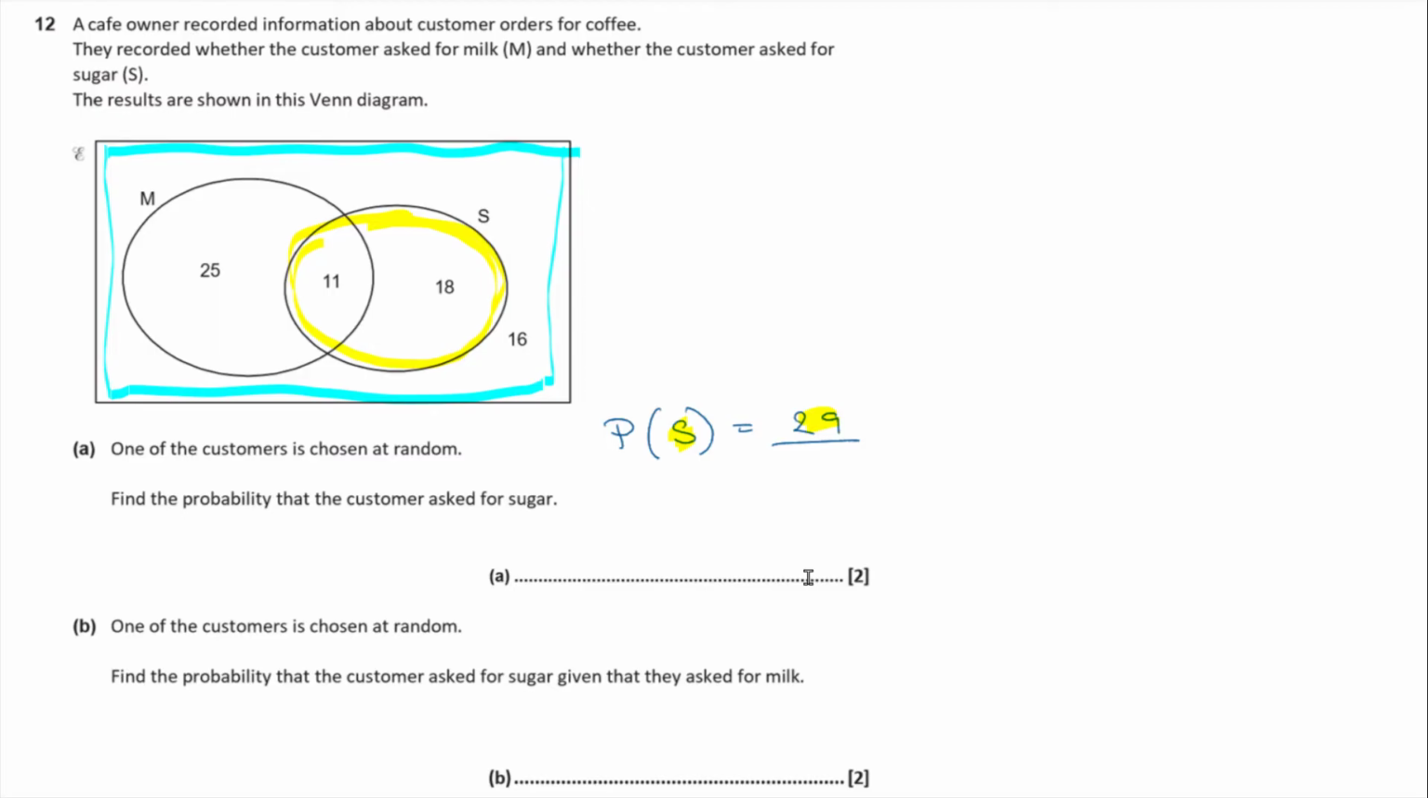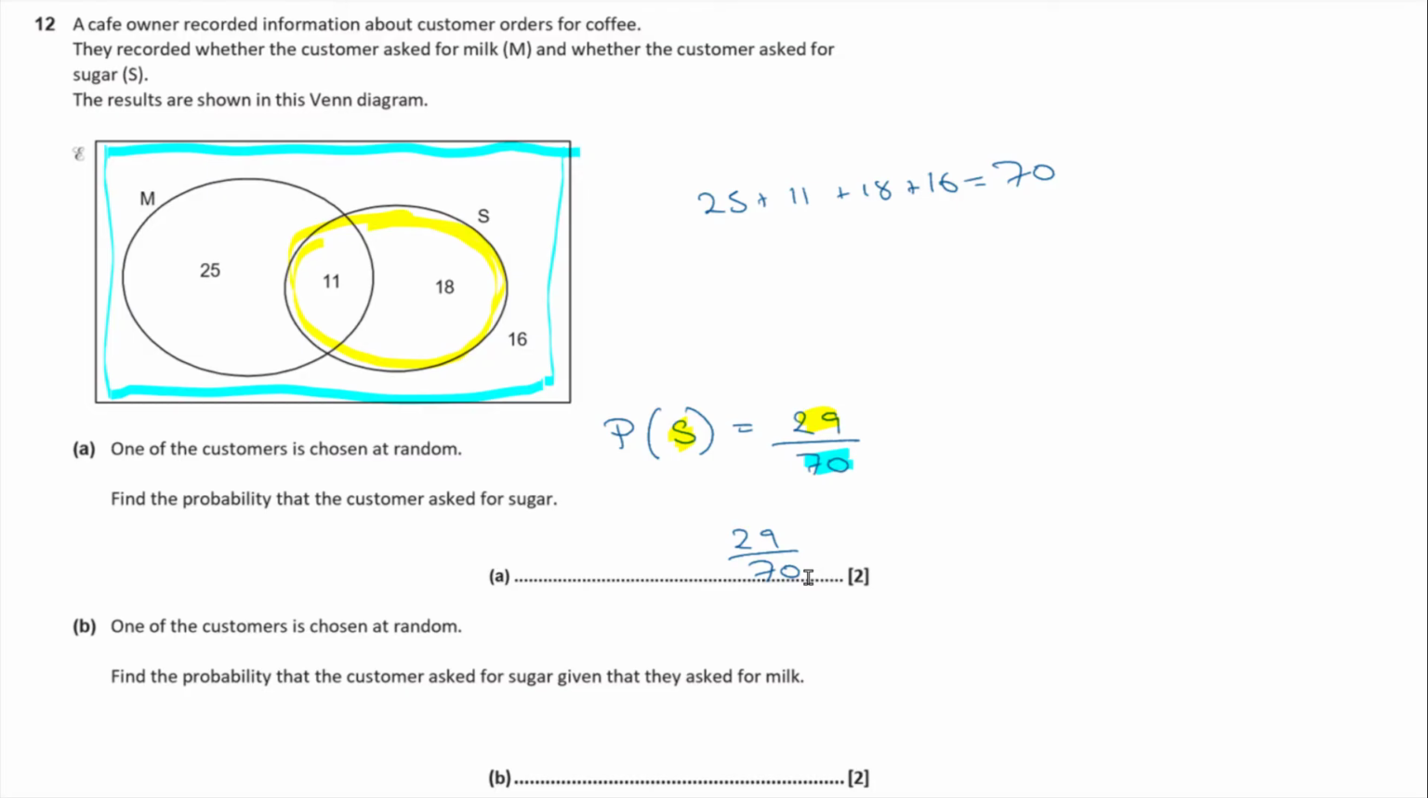Okay, and everybody inside the Venn diagram is all of those numbers added together: 25 plus 11 plus 18 plus 16. What's that then? It's a good idea to always show your working out. You get credit for it if you then mess it up. 25 plus 11 plus 18 plus 16 comes to 70. So 70 customers. So it's 29 over 70 then. Okay, so that was the number in total in the box. So 29 over 70.